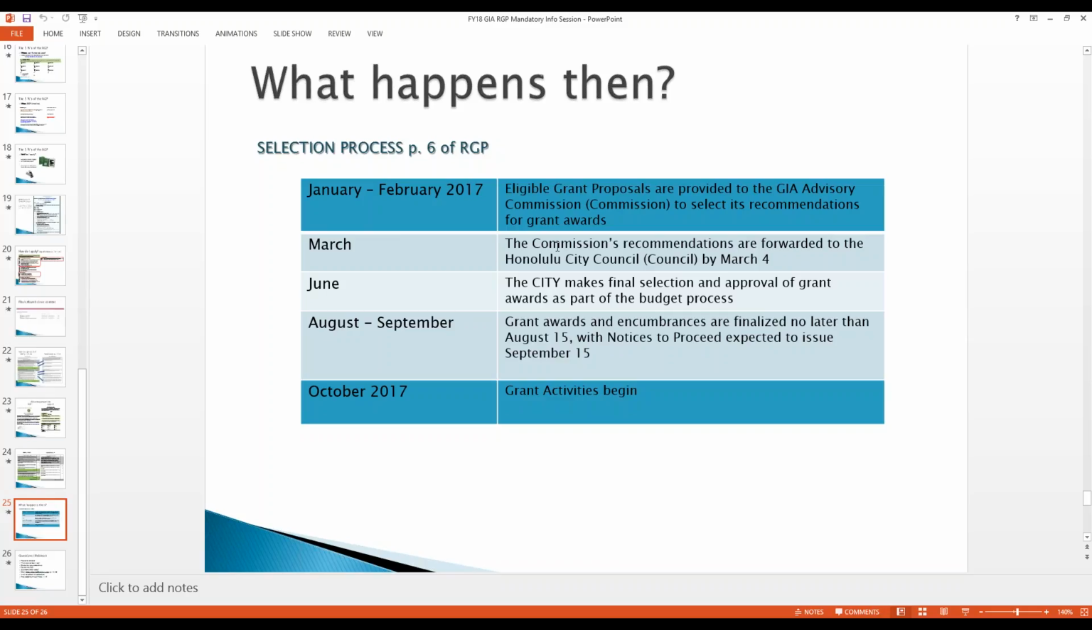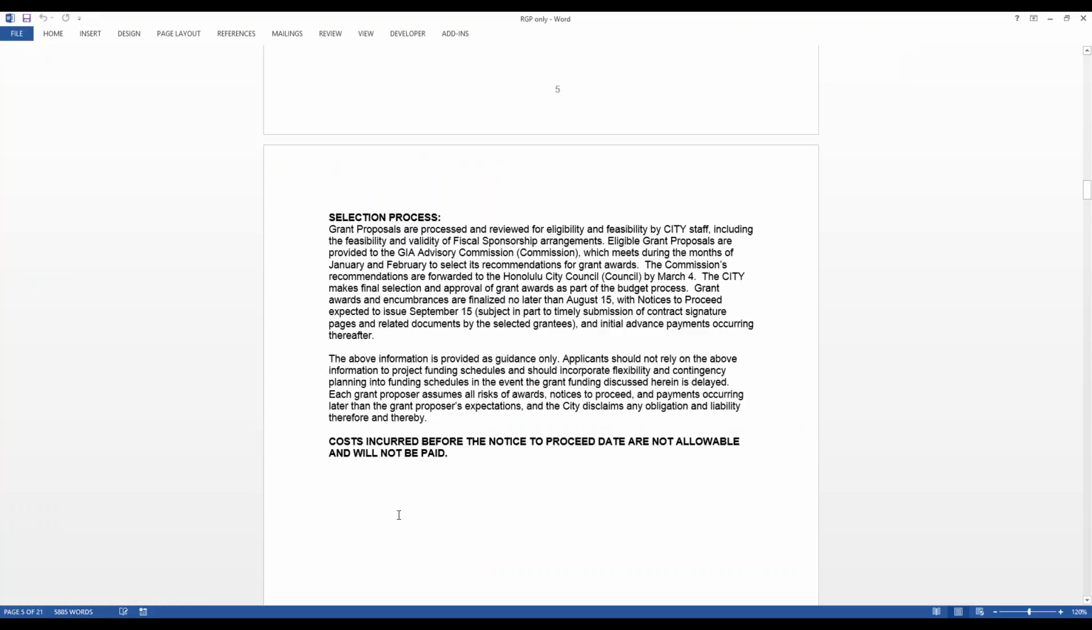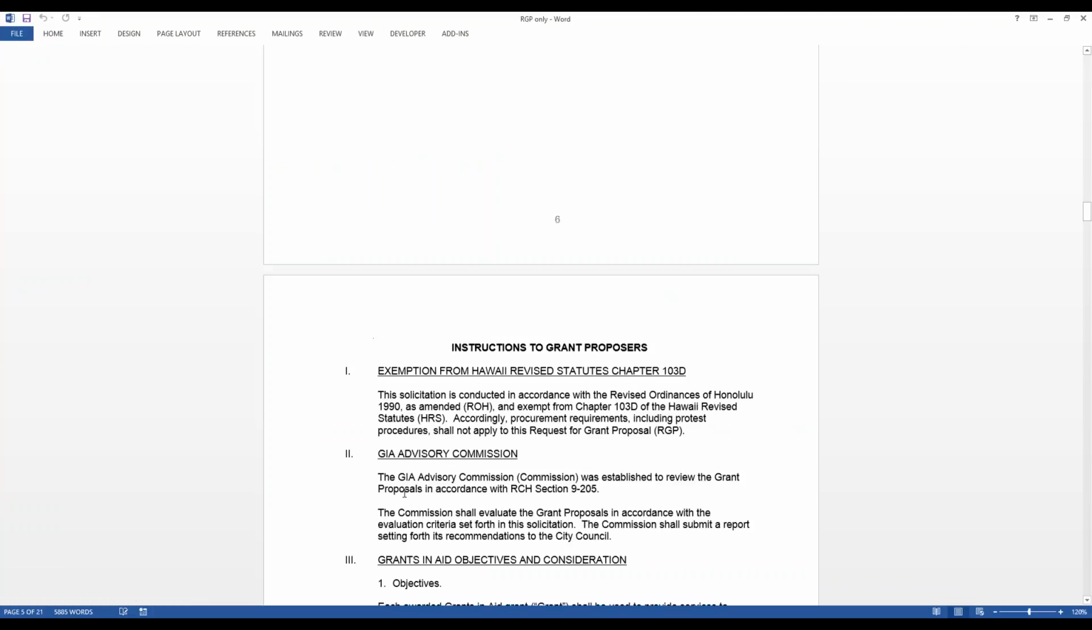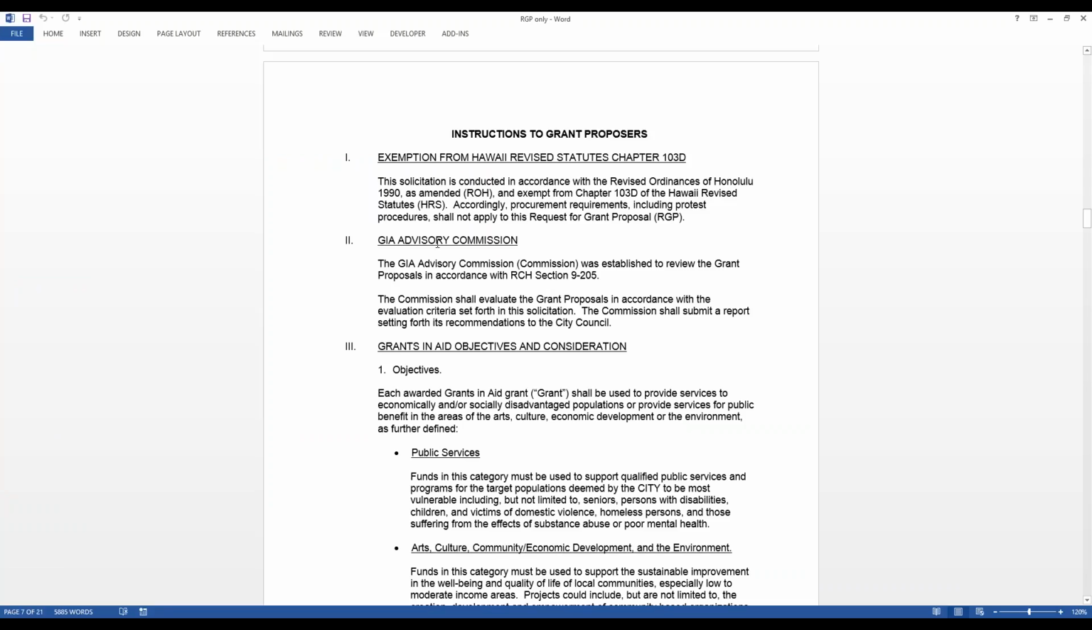Okay, now we'll move back to the RGP instructions. Scroll down to section 2, Grants in Aid Advisory Commission, for a little bit of information about them and their role. There are 7 members appointed by the mayor, so they will review and assign scoring to your application, but they are not deciding on final awards. It is the City Council that makes the final decision.